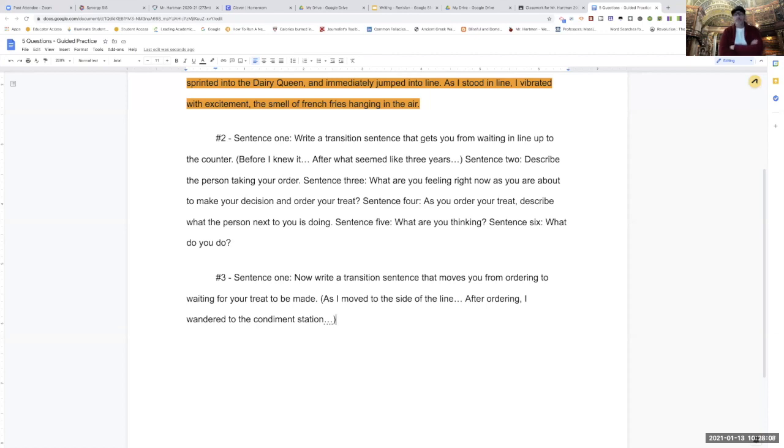So that's where we're at now. So again, complex sentence, we're starting with that dependent clause, whether or not you know it. But again, here we are starting another paragraph with a transition that's starting with that dependent clause. So as I moved to the side of the line after ordering, I wandered to the condiment station, whatever. Now we're writing a transition sentence. So let's go ahead and do that. I'll give you 2 minutes.